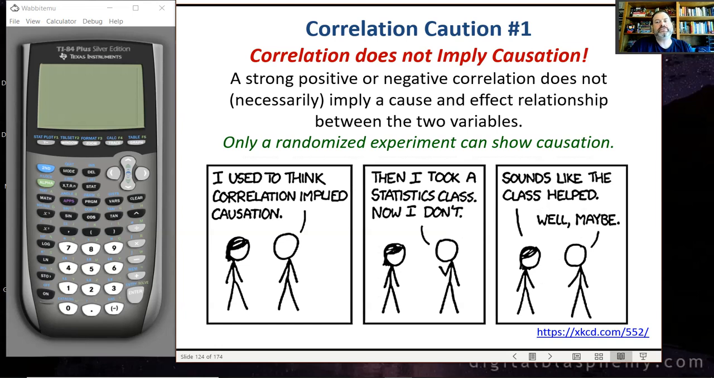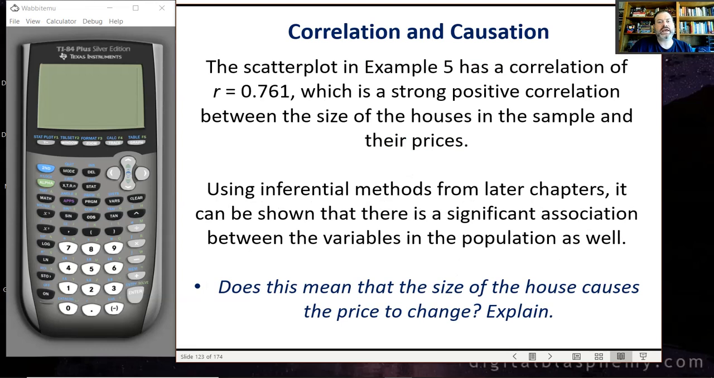A strong positive or negative correlation does not necessarily imply a cause and effect relationship between the two variables. Only a randomized experiment can show causation. This scatter plot came from a study that was clearly not an experiment. If you're trying to find out things about houses for sale, that's an observational study. You can't assign houses to be different sizes. You're not going to hire construction workers to build additions on houses and knock down parts of a house to change their size. It's an observational study.